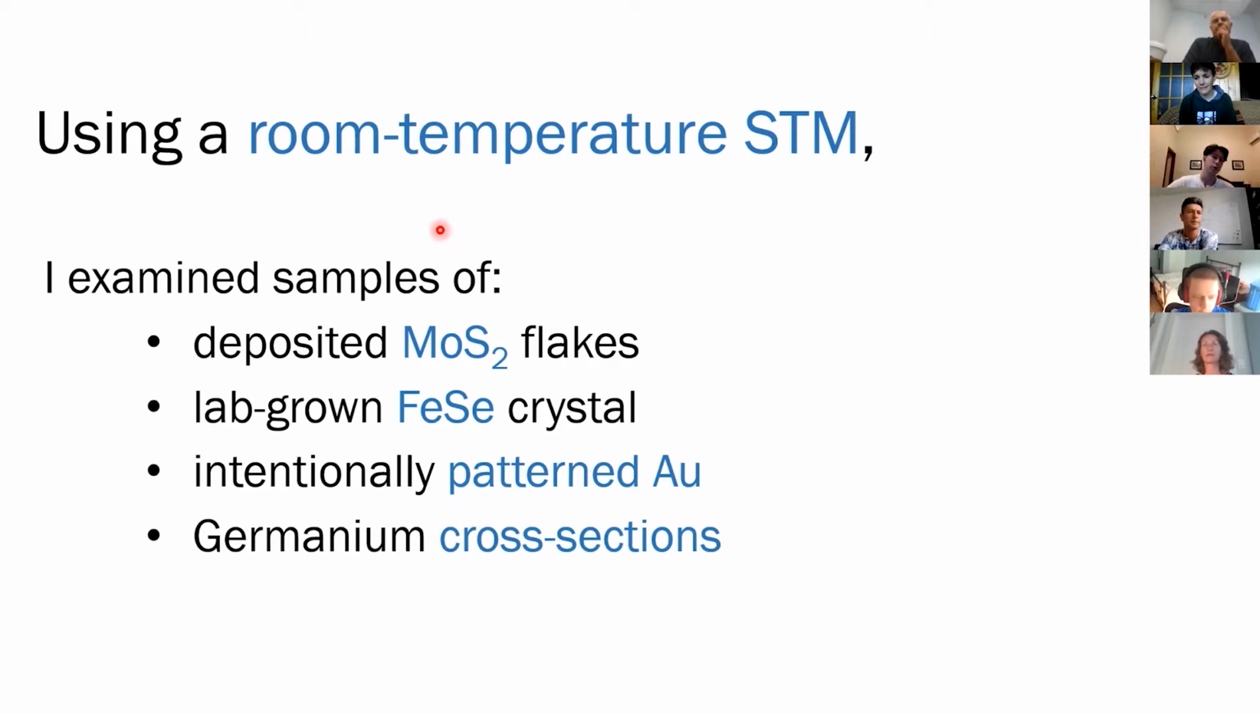So using this room temperature STM, I examined samples of deposited molybdenum disulfide flakes, lab-grown iron selenide crystal, intentionally patterned gold, and germanium cross-sections with the goal of eventually being able to image cross-sections of all sorts of materials. And this last one here, the germanium cross-sections, is what I spent probably the majority of my time this summer on.